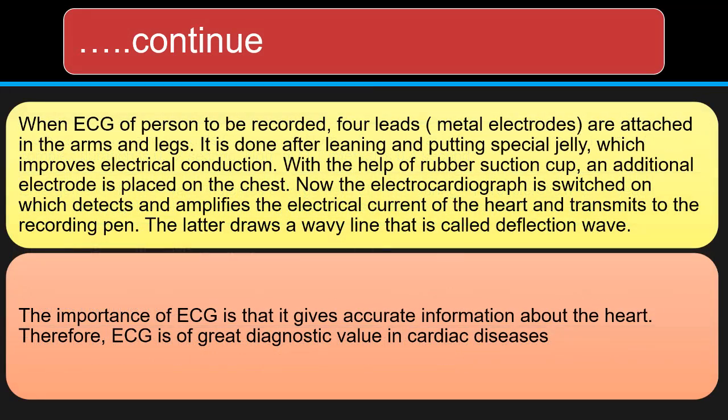Now, when the ECG of the person is to be recorded, four leads, metal electrodes are attached on the arms and legs. It is done after cleaning and putting special jelly, which improves the electrical conduction, with the help of rubber suction cup. An additional electrode is placed on the chest. Now the electrocardiograph is switched on, which detects and amplifies the electric current of the heart and transmits it to the recording pen. The latter draws a wavy line that is called deflection wave.